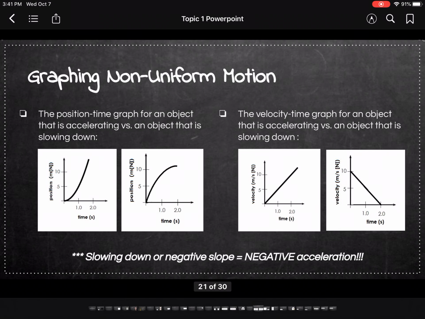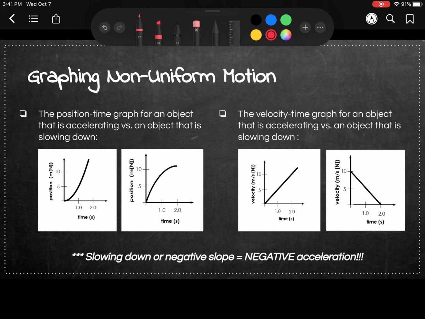So how do we graph non-uniform motion? Well, it says the position time graph for an object that is accelerating versus an object that is slowing down. This is what it would look like. So we've got a thing that's speeding up. You see that on the left-hand side. This would be speeding up. And this would be slowing down.